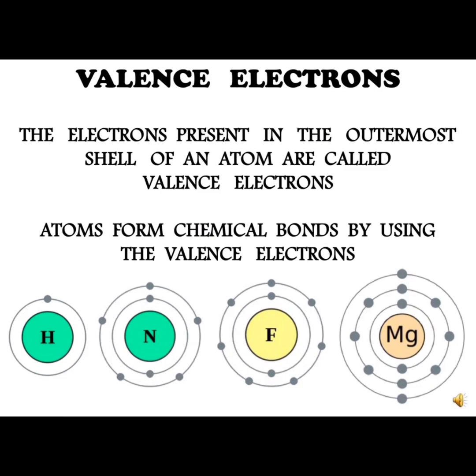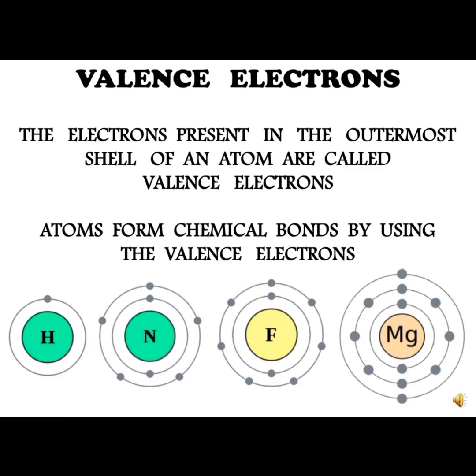There are 1, 2, 3, 4, 5 electrons present in the outermost shell or the last shell. So the valency of nitrogen is 5. If you look at fluorine, in the outermost shell you have 1, 2, 3, 4, 5, 6, 7 electrons which are present. So the valency for fluorine is 7.